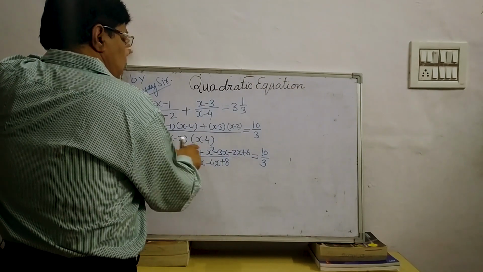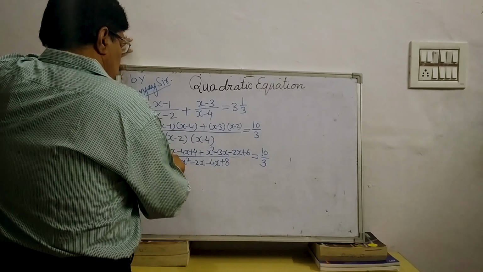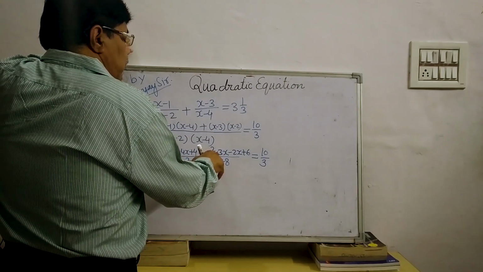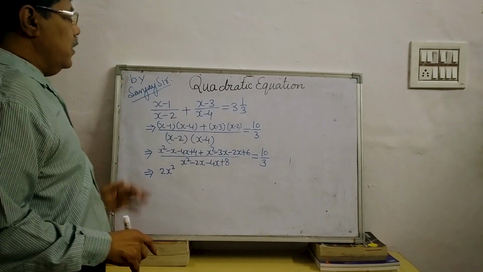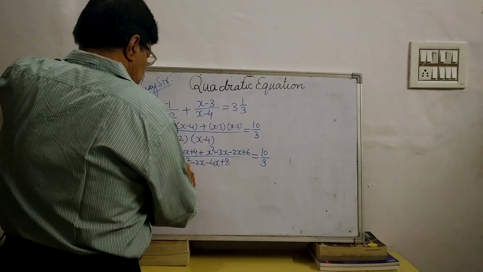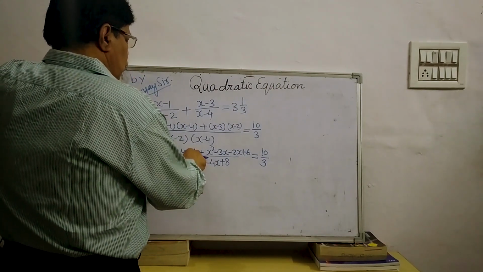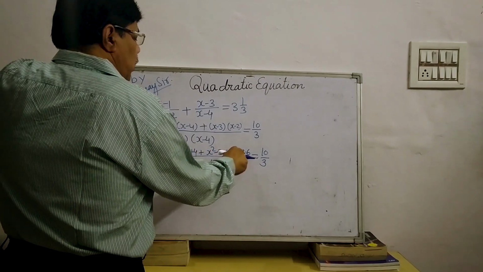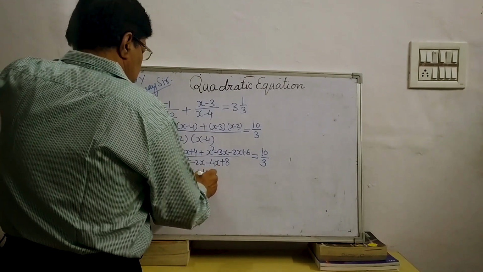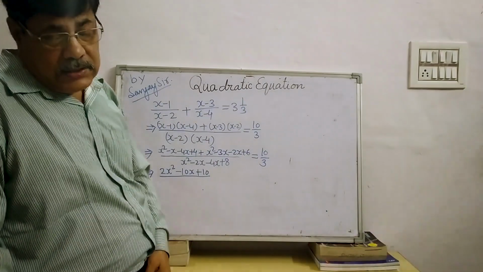These are terms x square, both are positive, they will be added, it will be 2x square. Now this is minus x, minus 4x, minus 5x, or minus 8... and minus 2x, it will be minus 10x, because all terms are minus, so they will be added. Now the constant term 4 and 6, both are positive, it will be added, it will be 10. So what is there?